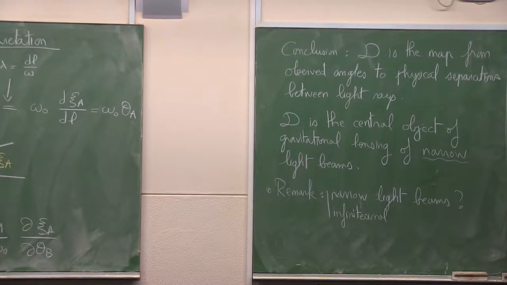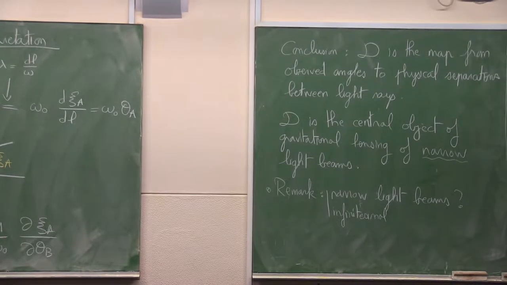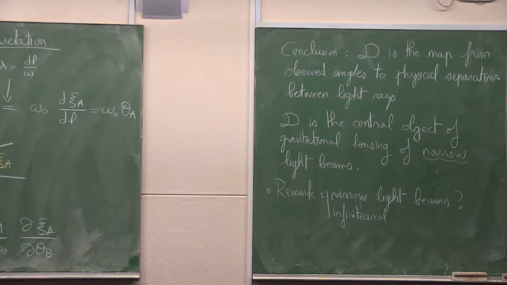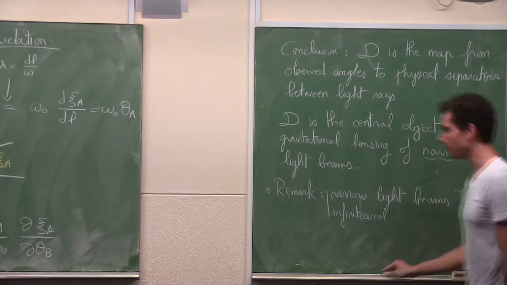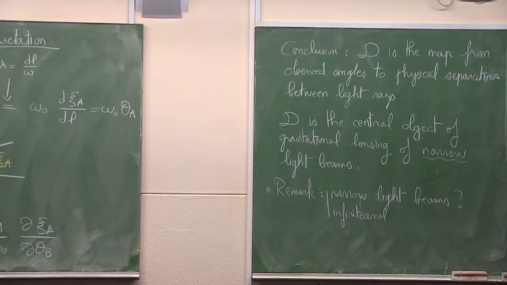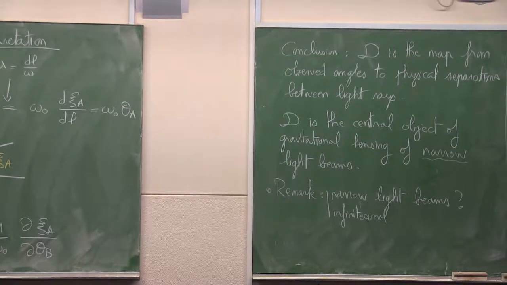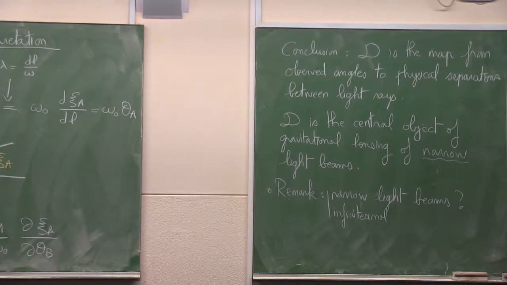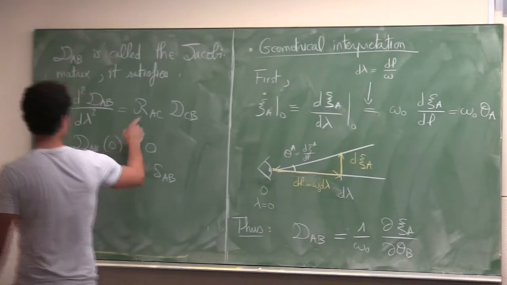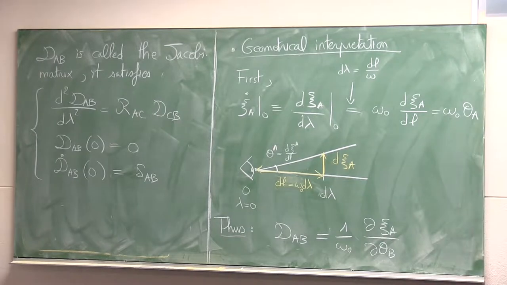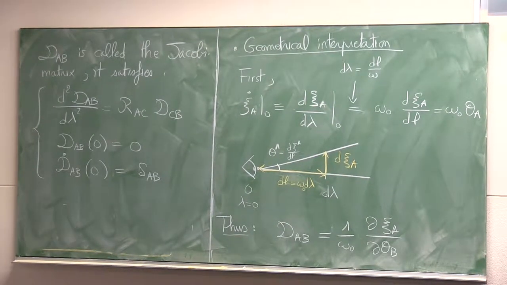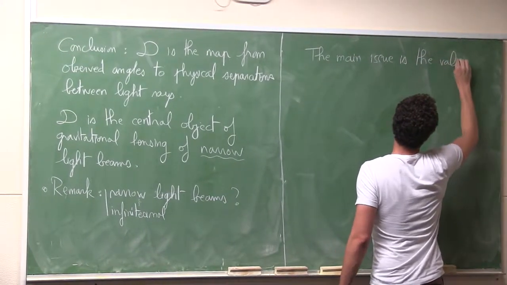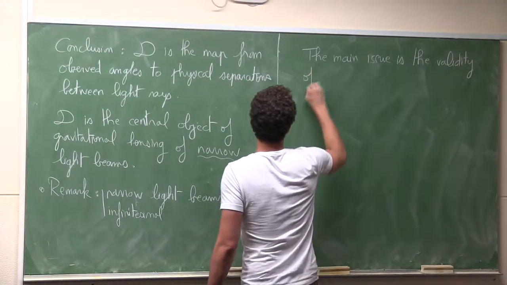Physically speaking, of course, infinitesimals are used to model things that are not infinitesimal, but in situations where we have a good hierarchy of typical length scales, in which you can consider things much smaller than other things. The question is, which thing is much smaller than which thing, when I say infinitesimal light beam or narrow light beam in this context? The hint is, there are a few things, but an essential one is, in which conditions can I write this thing, which comes from the geodesic deviation equation. So the main issue is the validity of the geodesic deviation equation.